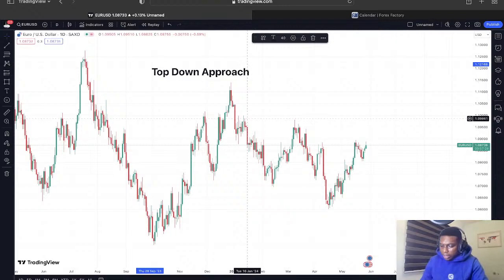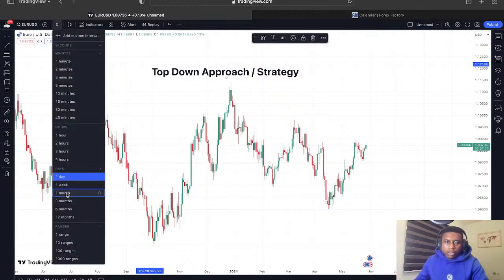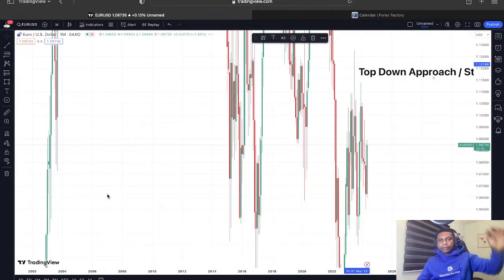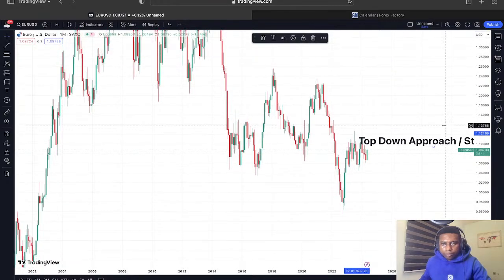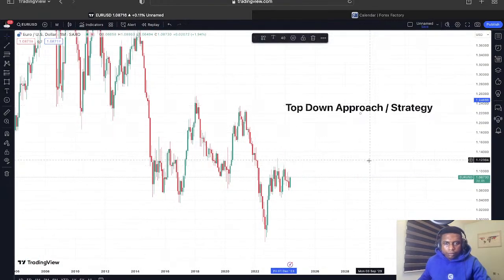Okay, can also call it strategy. Right, the top down strategy. Then we look starting with the higher time frame to the lower time frame.